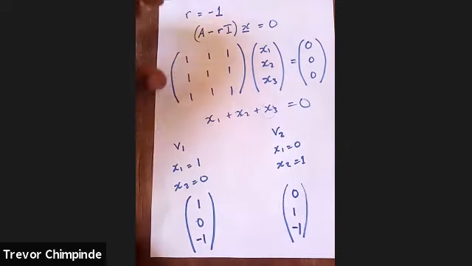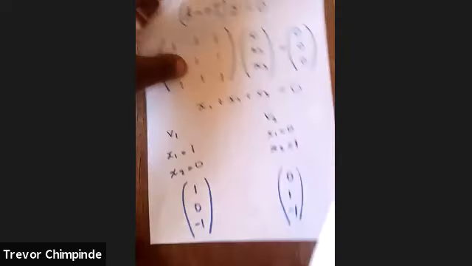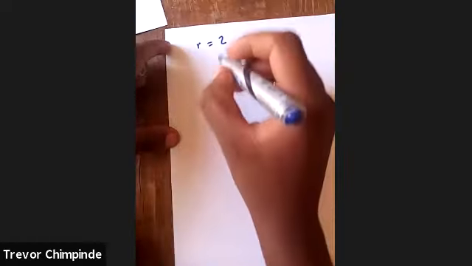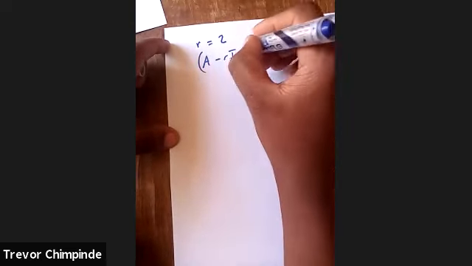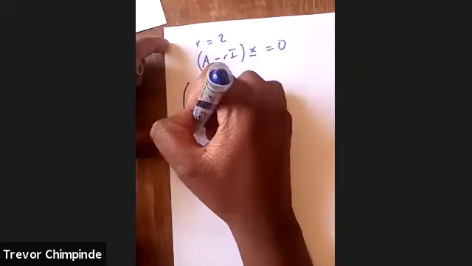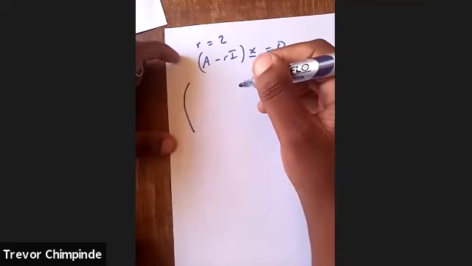Okay, so this is for R1. Let's find the other eigenvalue, R is equal to 2. So again, you're solving (A minus RI)X is equal to 0. So what does this become? In place of R, you put 2.